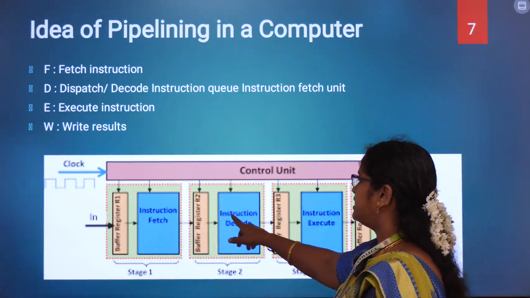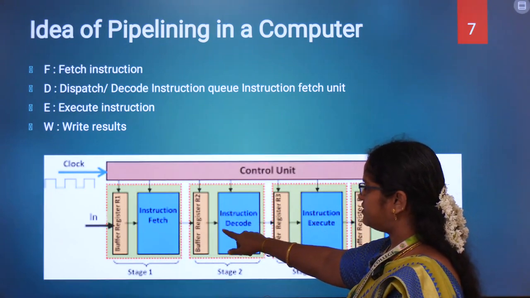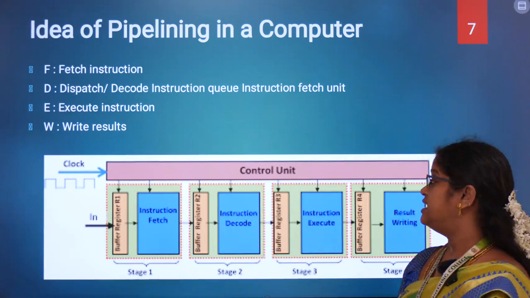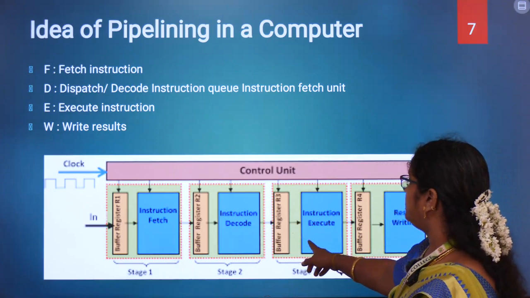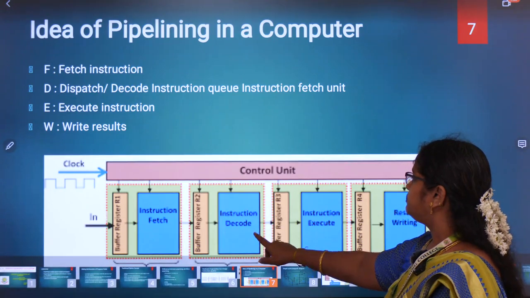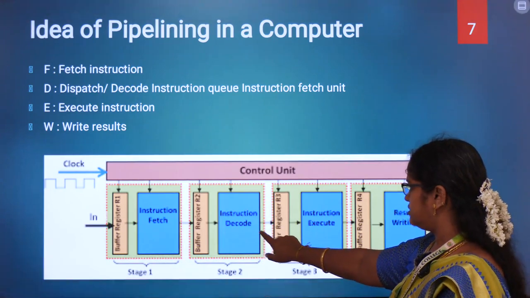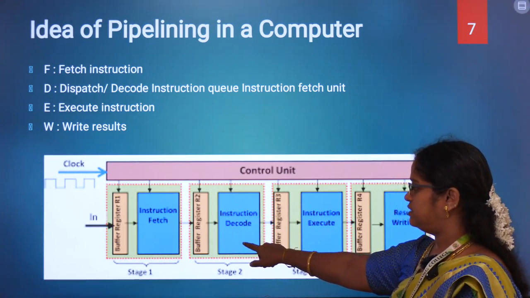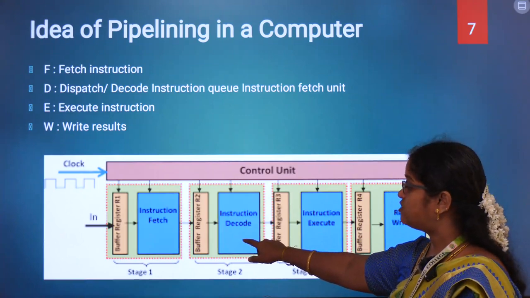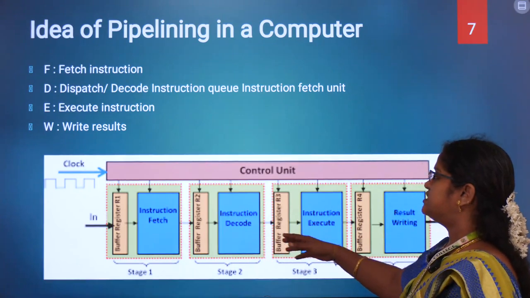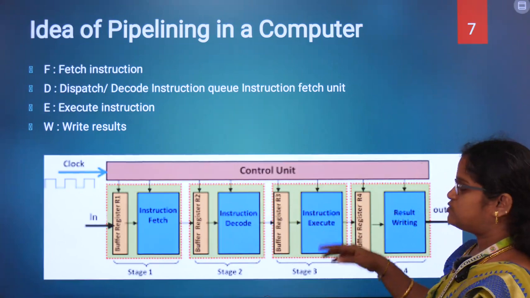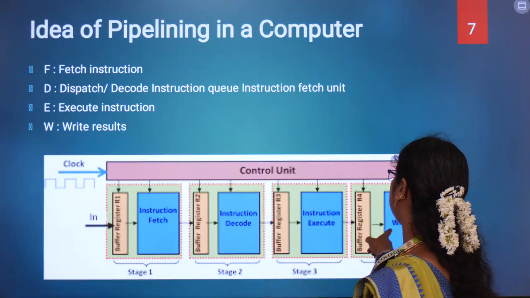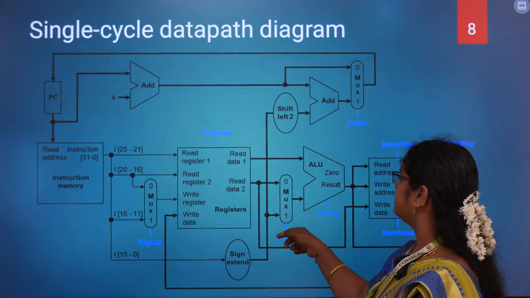Meanwhile, the instruction decode works on the first instruction. Decode means they segregate the instruction. The third unit, instruction execute, executes the first instruction. Meanwhile, the decode stage is ready for decoding the second instruction. So this is a continuous process. That's why multiple instructions are executing at the same time.